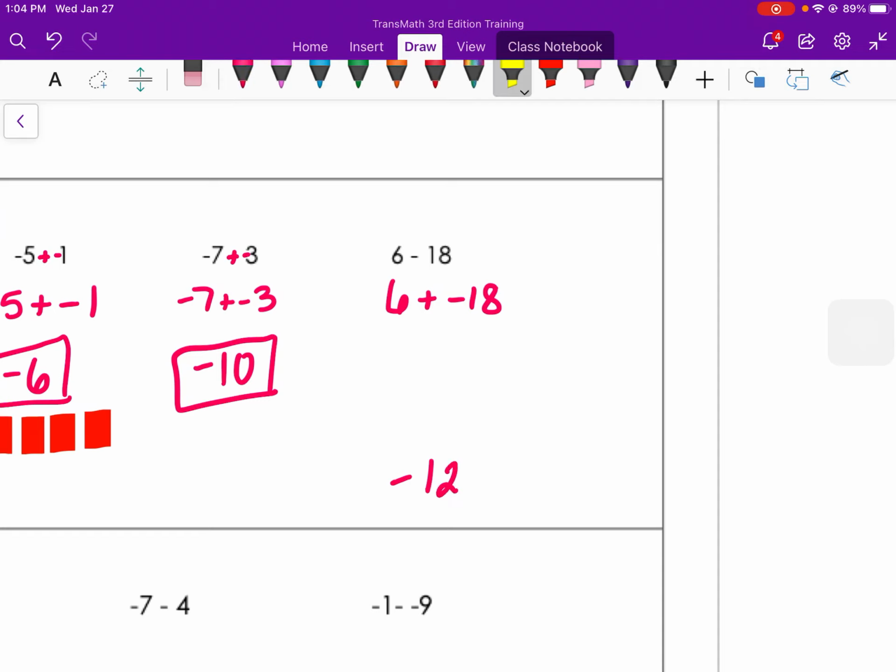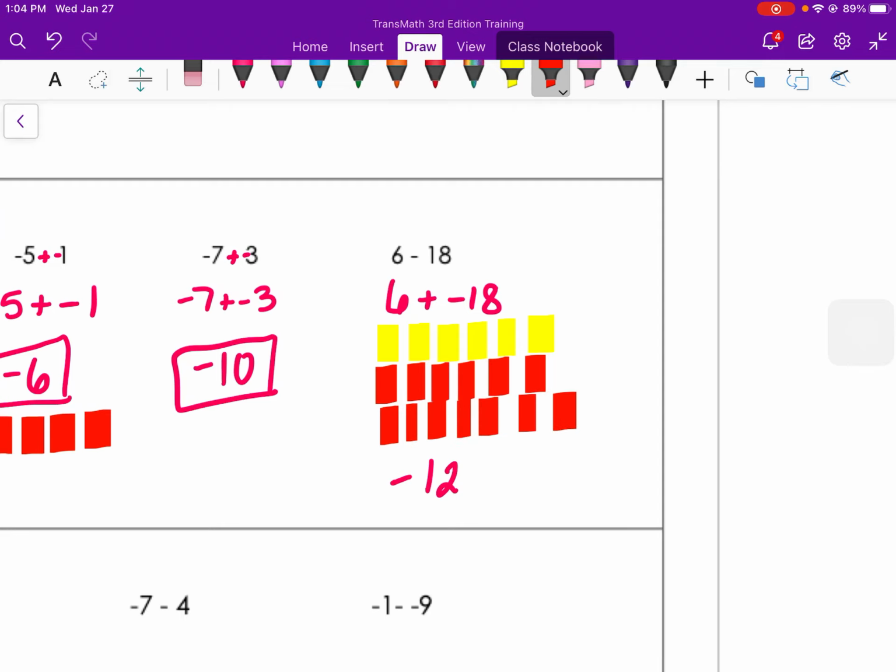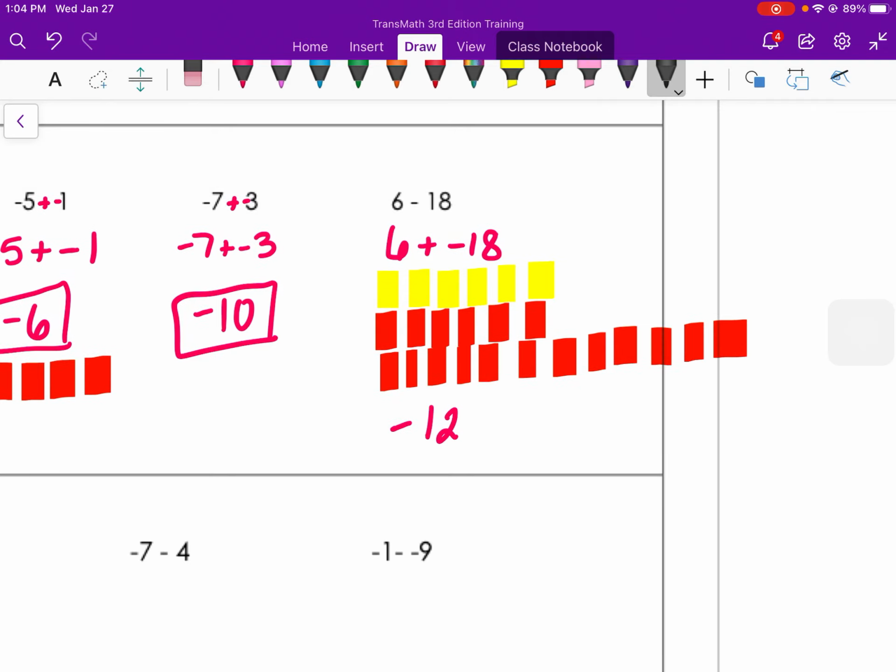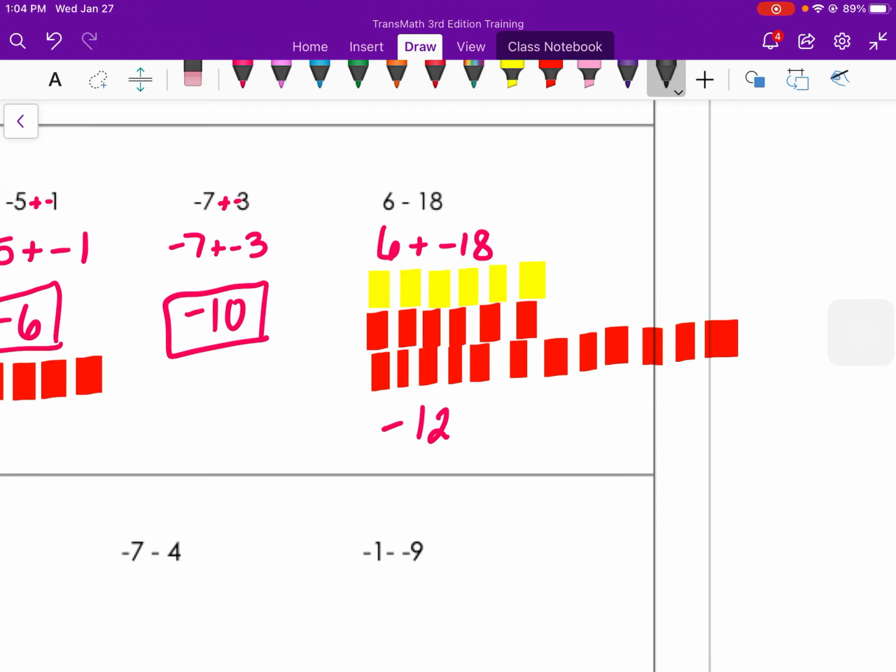You can use your integer counters. Positive 6 and then negative 18. So 1, 2, 3, 4, 5, 6. And then 7, 8, 9, 10, 11, 12, 13, 14, 15, 16, 17, 18. So 18, there's more negatives. That's why our answer is negative.